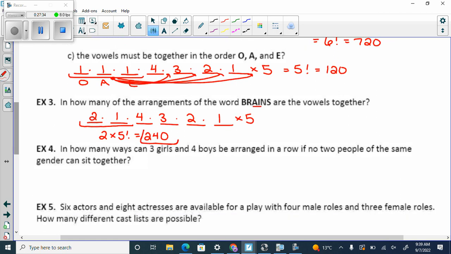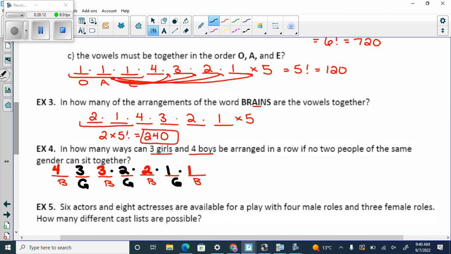Then we have example 4. Example 4 says, in how many ways can 3 girls and 4 boys be arranged in a row if no 2 people of the same gender can be together? So I have 1, 2, 3, 4, 5, 6, 7. I have 7 in a row. What do I have to start with in order to have no genders together? Because there's more of them, right? So this would be boy, boy, boy, boy, and then this would be girl, girl, girl. So I would have 4, 3, 2, 1, and then 3, 2, 1.